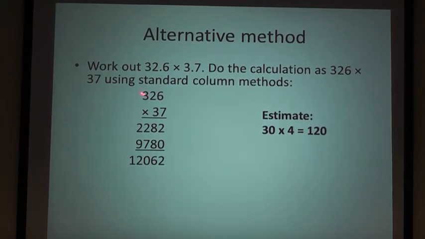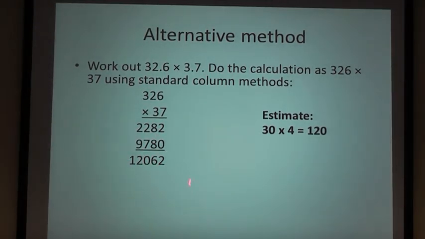So you've got 326 by 37. Remember, we've got rid of the decimals here. You do 6 by 7, you multiply these as you would. So 6 sevens are 42, 7 twos are 14, add 4 gives you 18. Carry that over, 7 threes are 21, add the 1 gives you 22. You then add the two columns together, which gives you 12062.